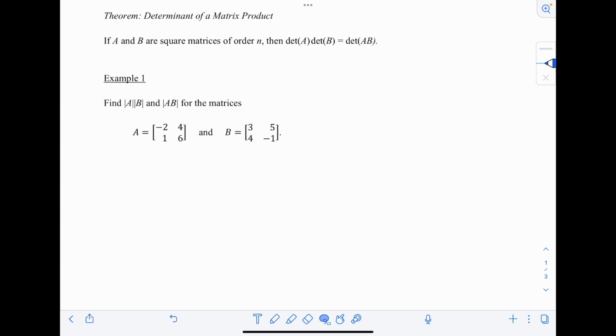We've got two matrices, A and B. So again, looking at that theorem, let's do left side first, and then we'll do right side. So let's find the determinant of A, and then the determinant of B, and multiply those together. So the determinant of A is negative 12 minus 4, which is negative 16. The determinant of B is negative 3 minus 20, which is negative 23. And so the determinant of A times the determinant of B is negative 16 times negative 23, which is 368.